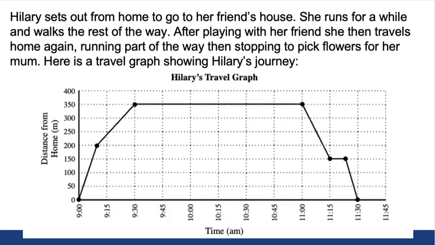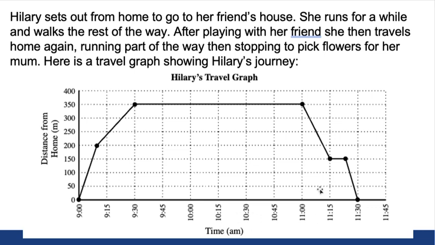So let's take a quick example here. Hillary sets out from home to go to a friend's house. She runs for a while and walks the rest of the way. After playing with her friend, she then travels home again, running part of the way, then stopping to pick flowers for her mom. And here is a distance time travel graph showing Hillary's journey.